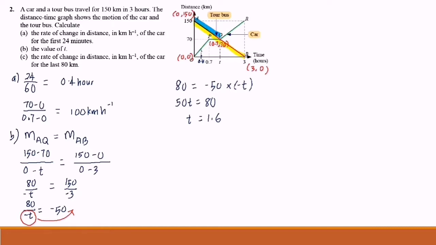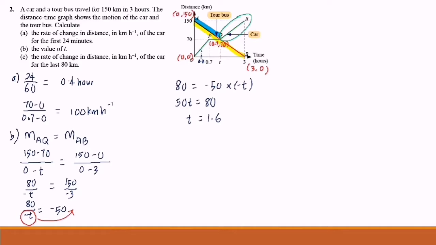C. The rate of change in distance in kilometer per hour of the car for the last 80 kilometer. So how to get the last 80 kilometer? 150 minus 70 equals 80 kilometer. So the last 80 kilometer is this part, line QR.